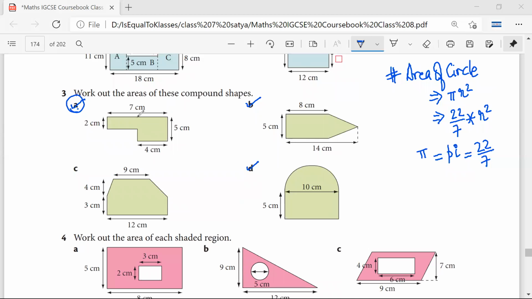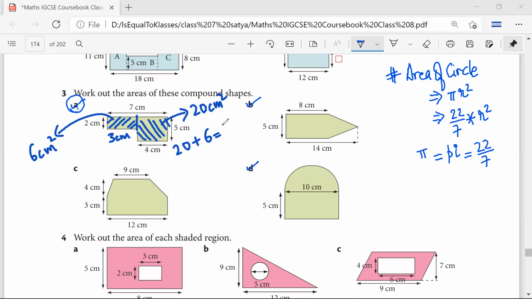So this we can divide in two parts. This is 7 centimeter and this is 4 centimeter. So we subtract and this will be 3 centimeter, and then 2 into 3, so we get 6 centimeter square. Okay. And then this one is 4 into 5, so 20 centimeter square. Then the total area will be 26 centimeter square. Great.